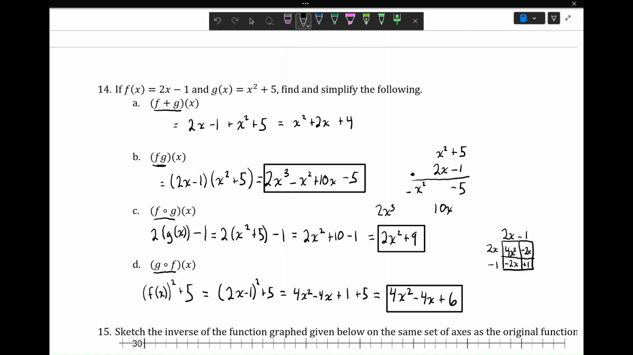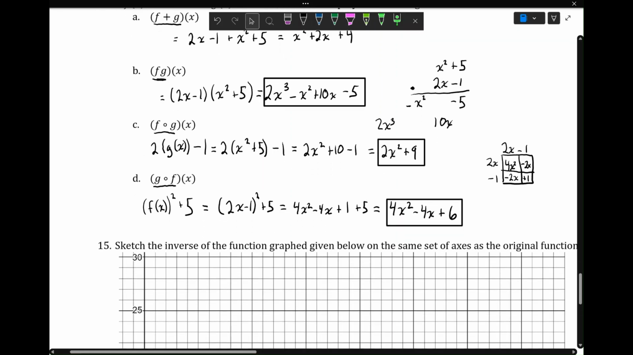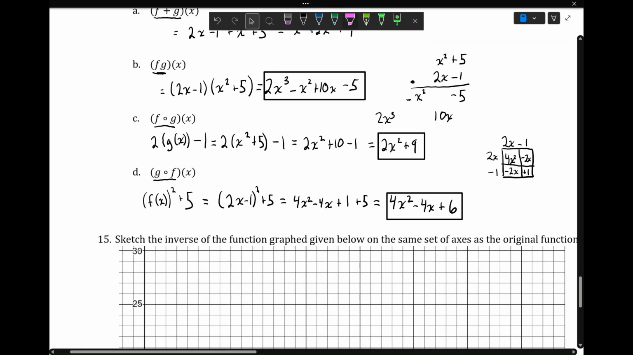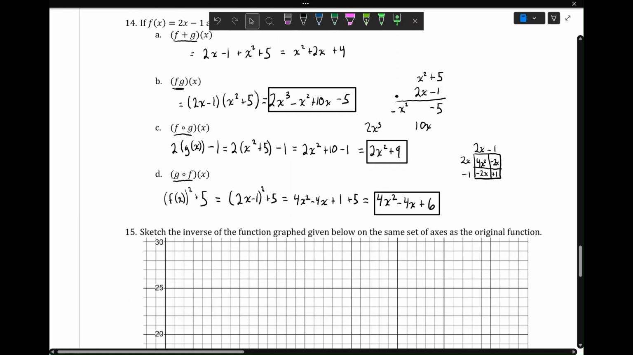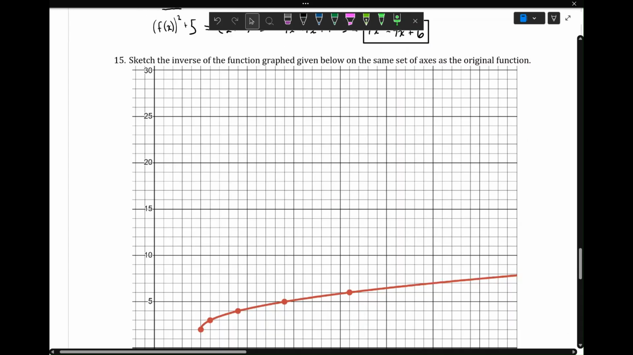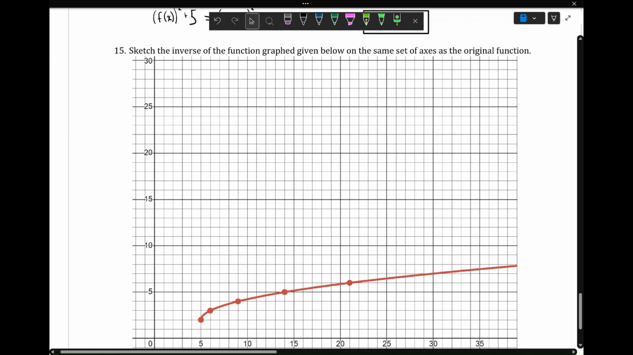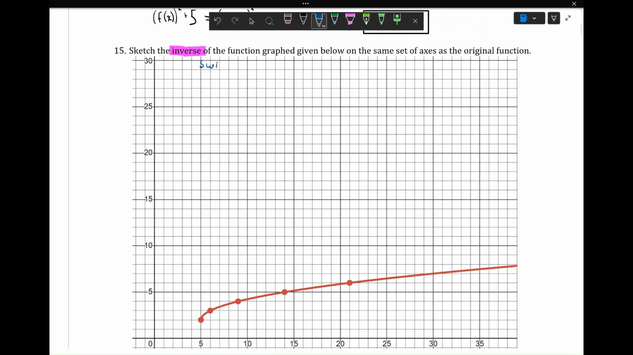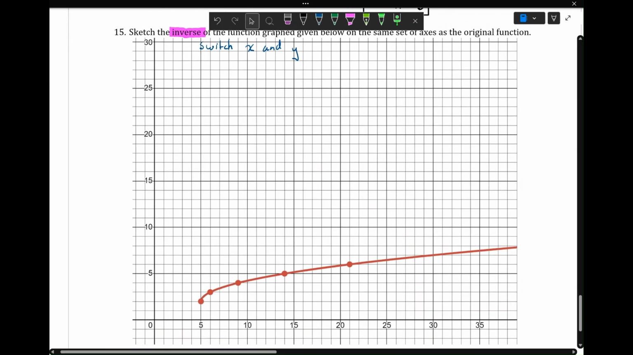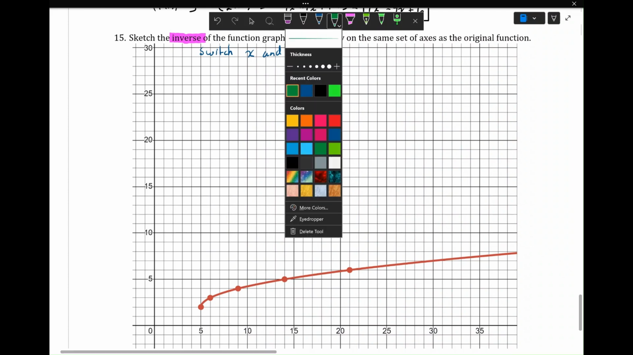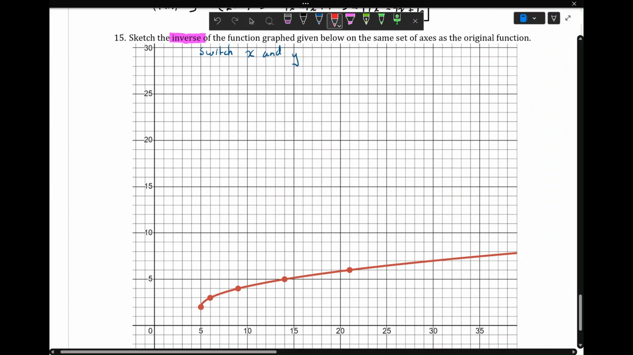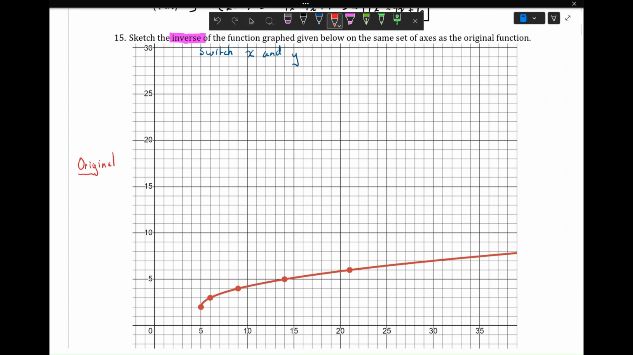All right, one last question where we're going to graph an inverse. We have to sketch an inverse of the function given. And that's this red function here. The big thing to remember is an inverse is where we switch x and y. So if I can figure out what those marked points on my original are, I can use those to get the inverse.